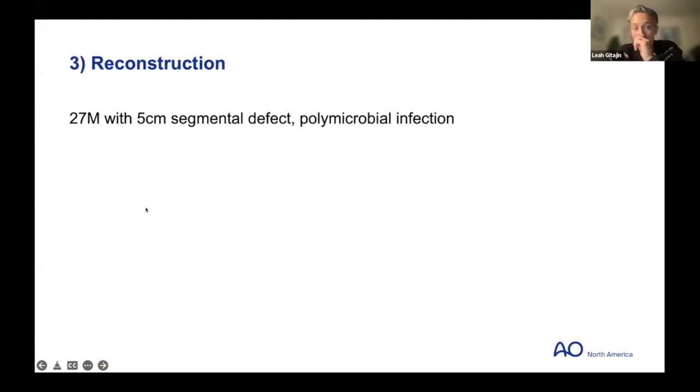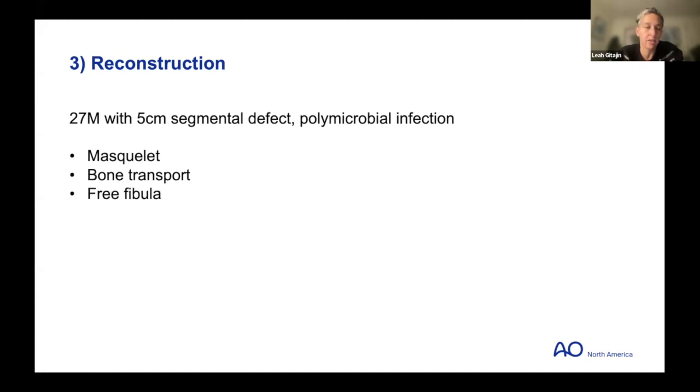So for him, just moving on to step 3 in his treatment protocols, reconstruction. So now, he's a 27-year-old gentleman with a 5-centimeter segmental defect and a polymicrobial infection. And we've already talked about one of these options. Aaron gave a really nice Masquelet case where we used stage 1 with the antibiotic cement spacer and stage 2 with bone graft. That's pretty effective, particularly in the femur, and as we looked at in that systematic review, also reasonably effective in the tibia. Bone transport is an option. We're going to talk about that now. And then the third is a free fibula.